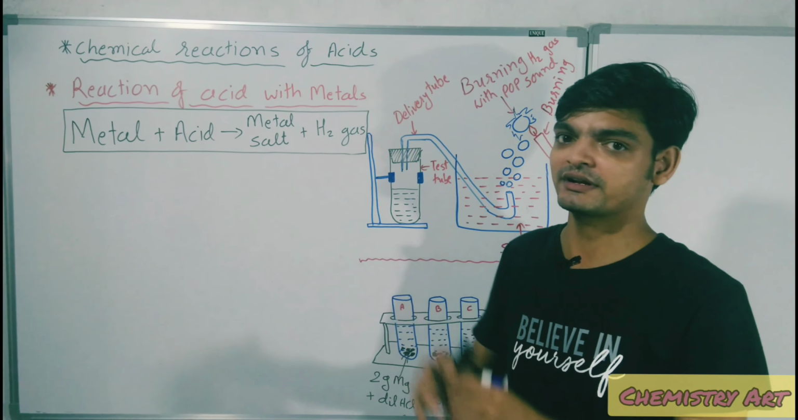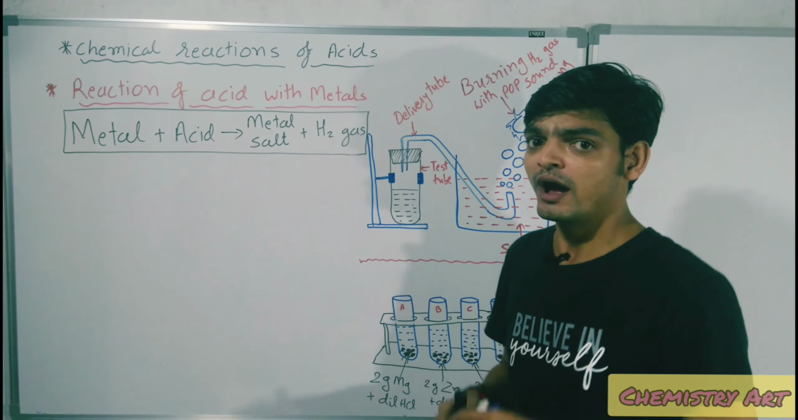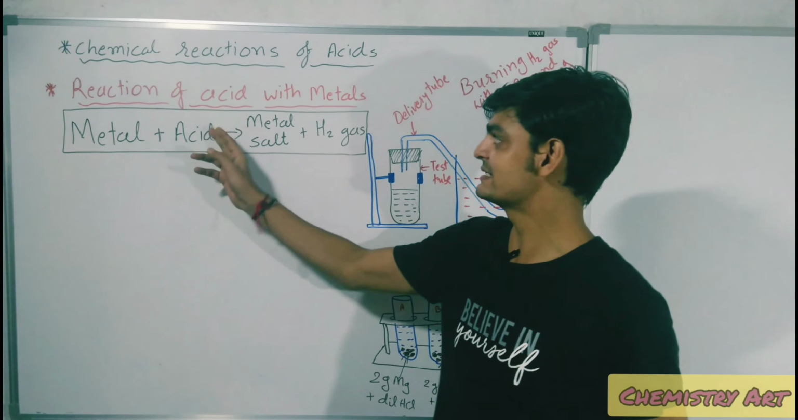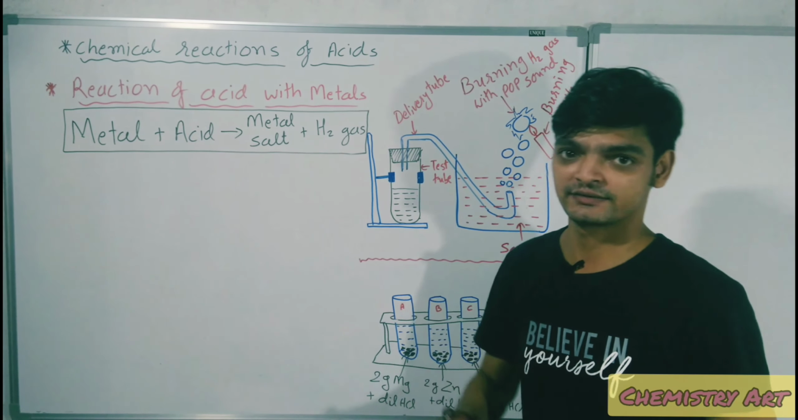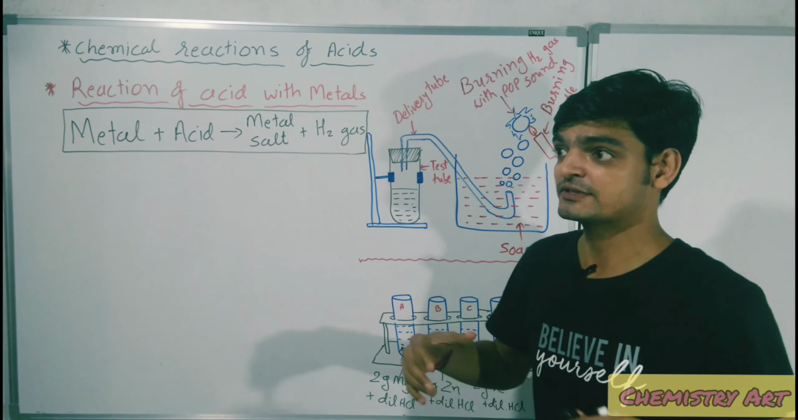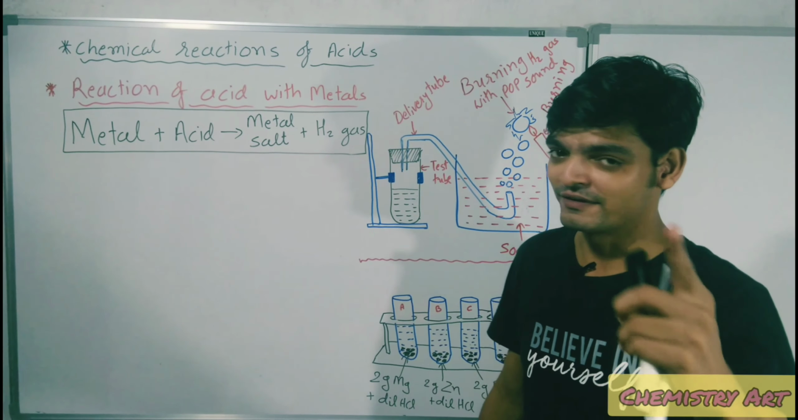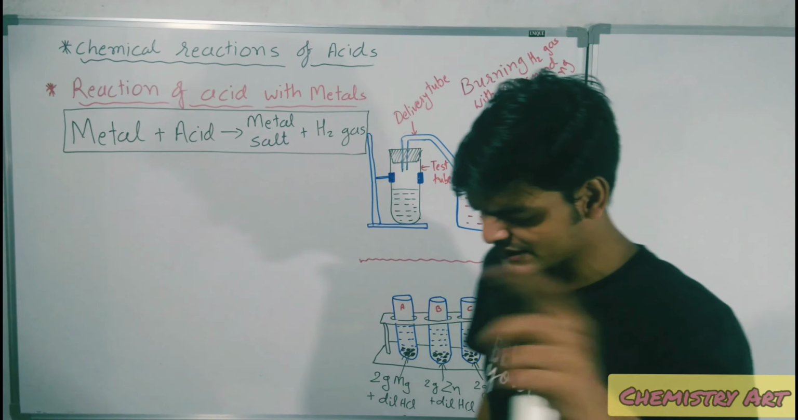Okay, so some of the chemical reactions I will show you here one by one, and in this video I will explain how acids react with metals. Most metals, when they react with acid, form some special gases, and we are going to see which gases they are. Okay, so let's start.